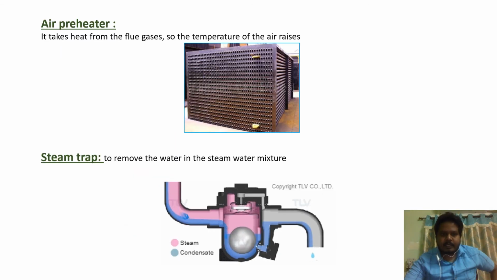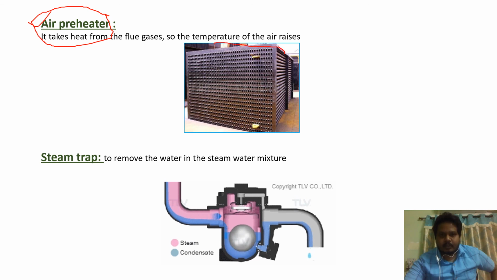The next one is the air preheater. Okay, the name itself says it: here air will be preheated. As we know, we require air to burn the fuel. Okay, before sending the air to the fuel, the air will be preheated so that the heat energy required for combustion will be reduced. Consequently, the efficiency will be increased.